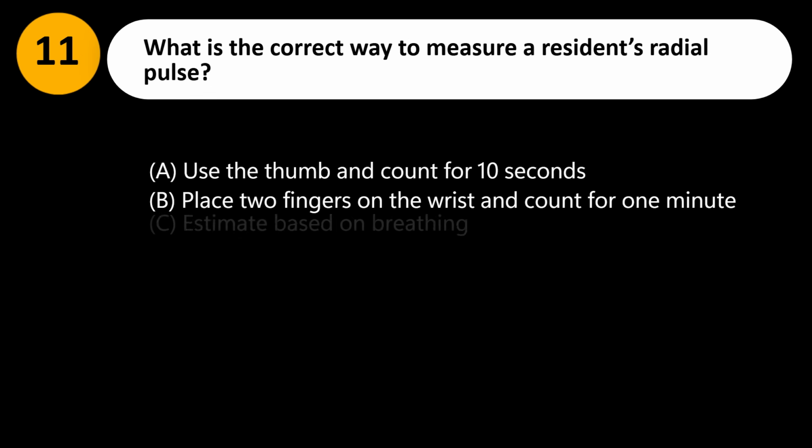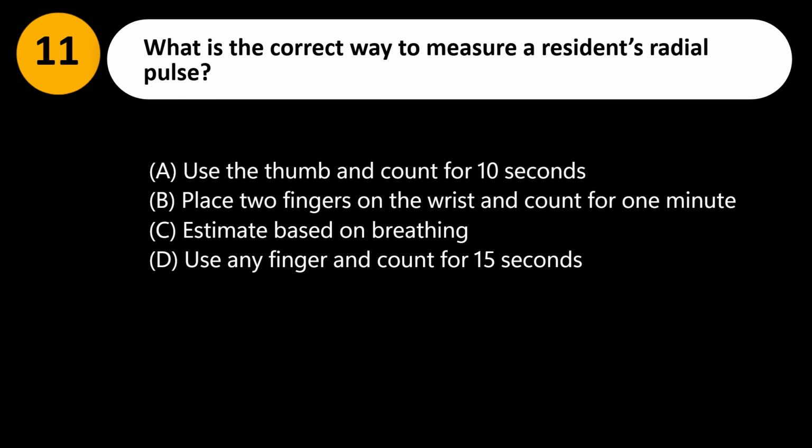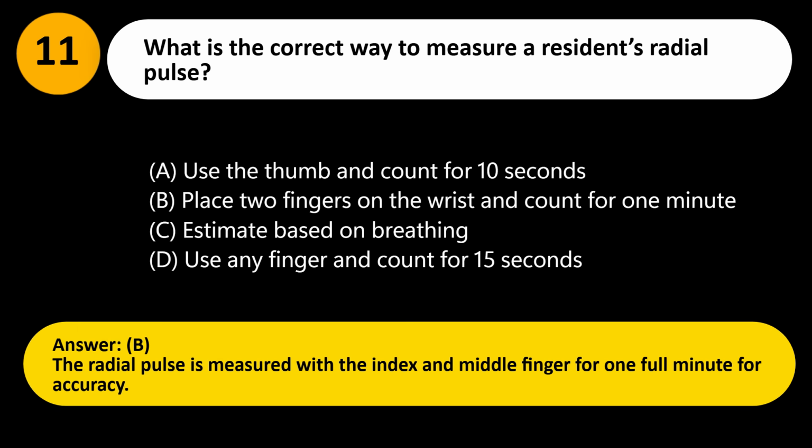What is the correct way to measure a resident's radial pulse? A. Use the thumb and count for 10 seconds. B. Place 2 fingers on the wrist and count for 1 minute. C. Estimate based on breathing. D. Use any finger and count for 15 seconds. Answer: B. The radial pulse is measured with the index and middle finger for 1 full minute for accuracy.